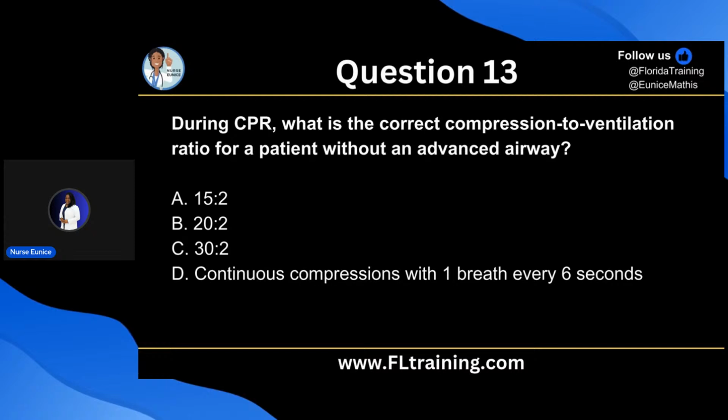Question 13. During CPR, what is the correct compression to ventilation ratio for a patient without an advanced airway? Is it 15:2, 20:2, 30:2, or continuous compressions with 1 breath every 6 seconds?